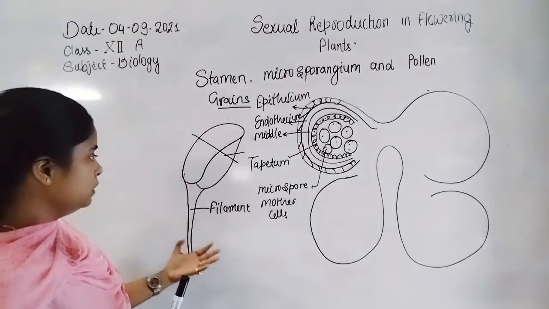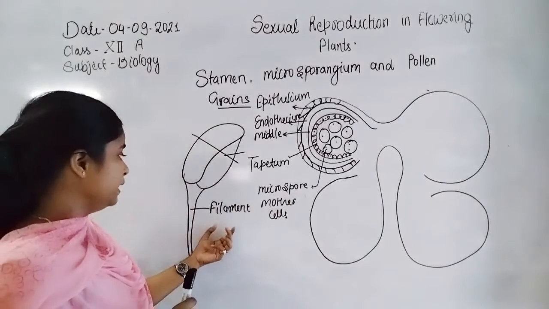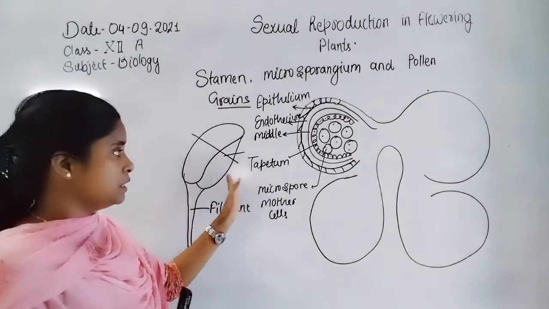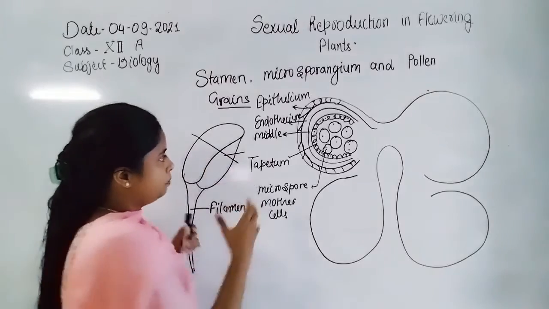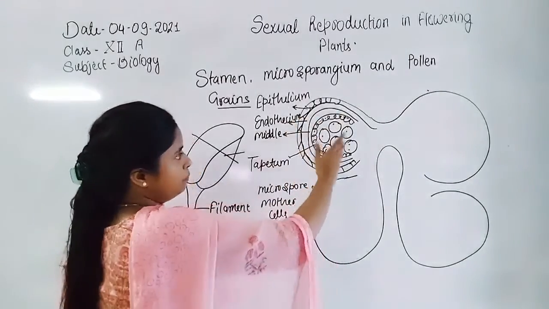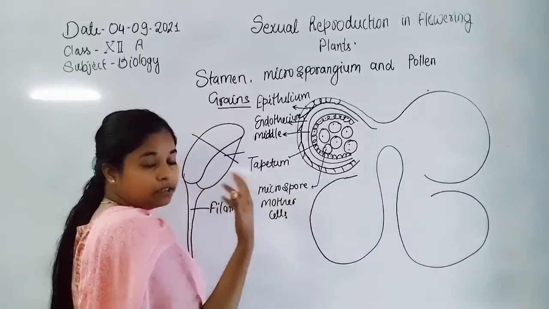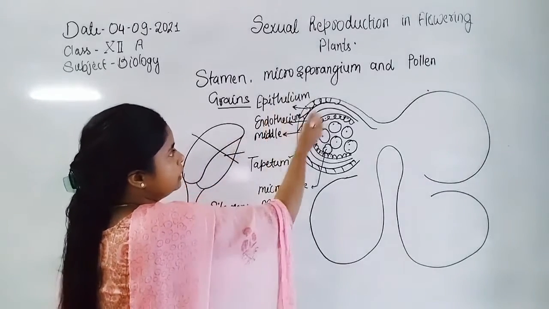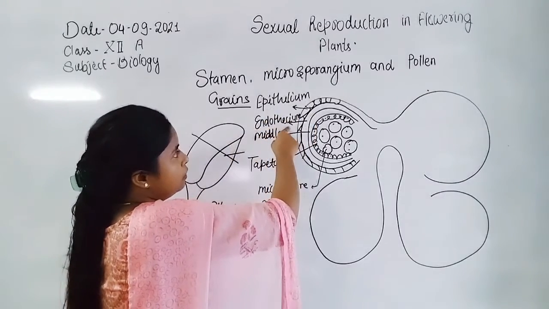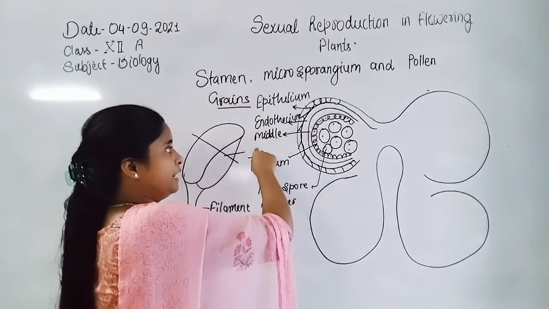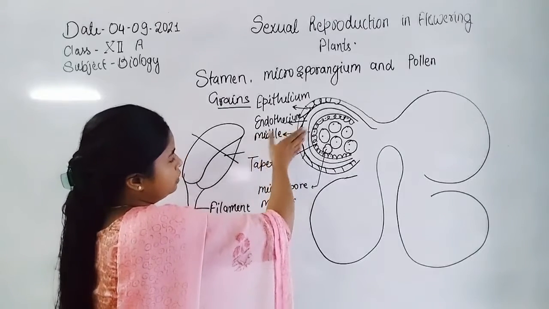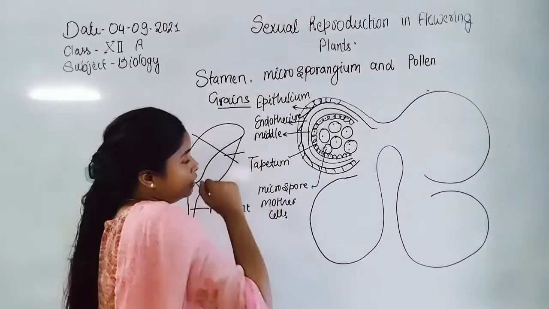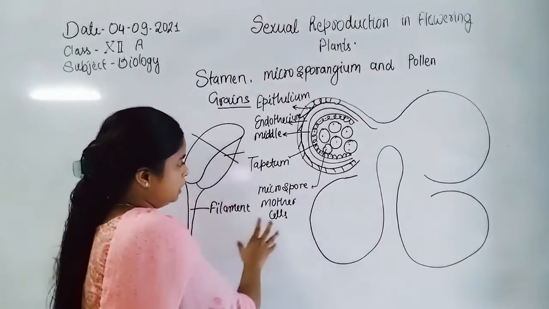What is the stamen? The stamen consists of the filament and anther. When we dissect the anther transversely, we find that the anther wall is formed by 4 layers. The outermost layer is the epidermis, followed by the endothecium, then the middle layer, and the innermost layer is the tapetum.